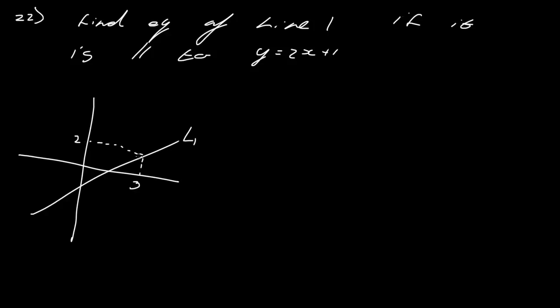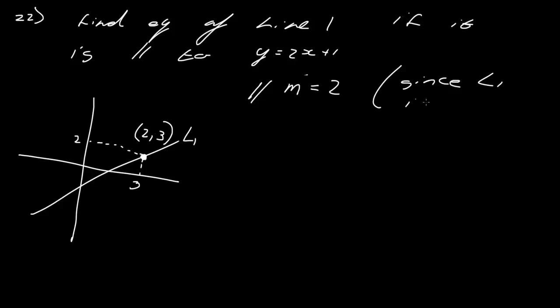So basically what they've told you is that this point on the line is the point with ordered pair (2, 3). The drawing like that tells you that this point is (2, 3). Nice and easy. So find the equation of the line if it is parallel to y equals 2x plus 3. Since it's parallel to this line, m is equal to 2.